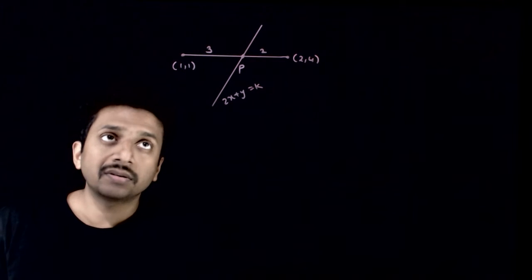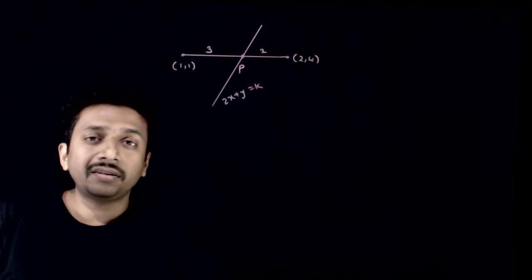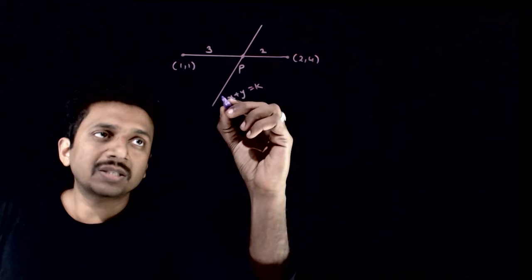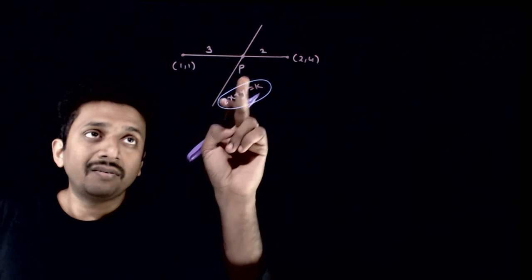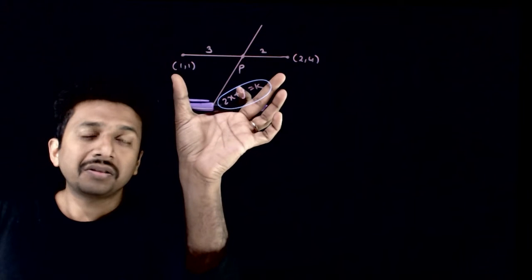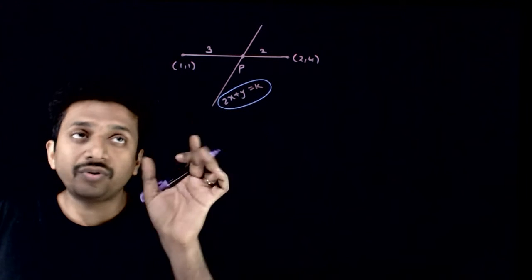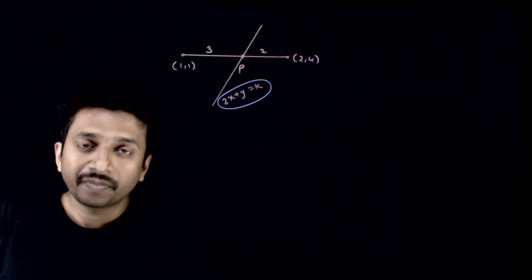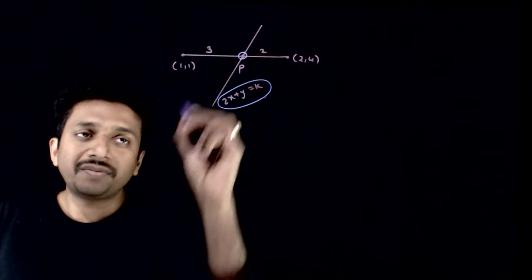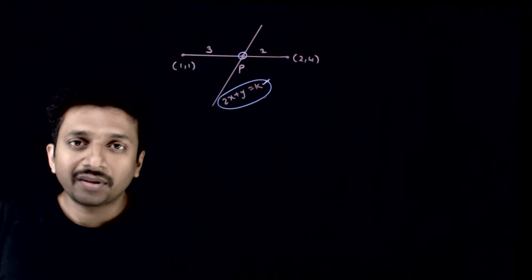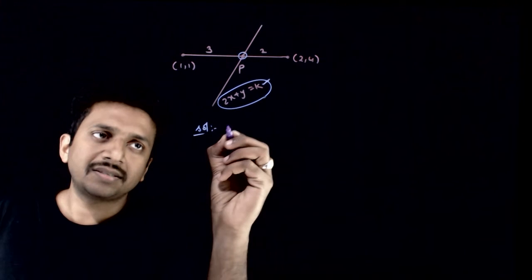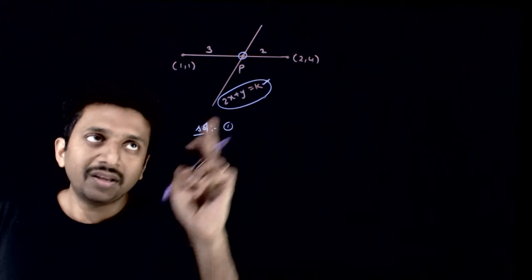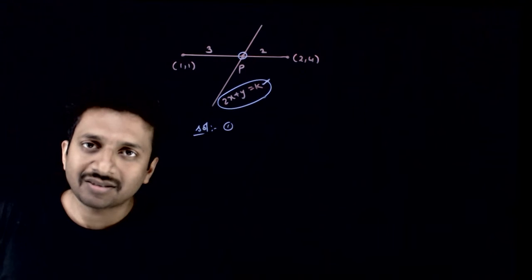So welcome students. In this question, given that the line 2x + y = k passes through the point P which divides the line segment joining (1, 1) and (2, 4) in the ratio 3:2. So this line passes through this point. If that is so, what is the value of k? Very straightforward question. To solve this, the first step is I'll try to find this point P and then I'll substitute this point in this line.